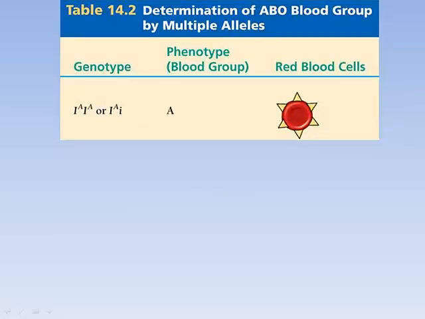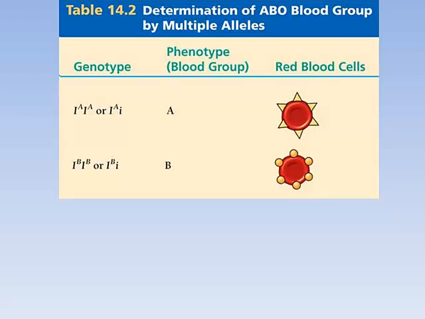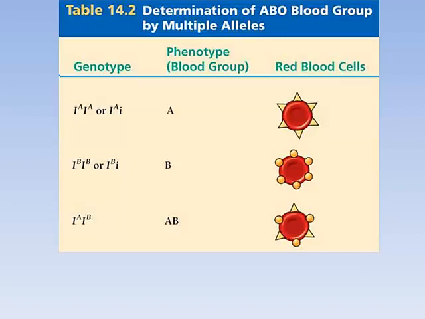Okay, so if you have the A-type protein on your blood cells, then you have type A blood. If you have the B-type protein on your blood cells, then you're type B. And if you have both A and B proteins, then you're type AB. And if you have none of these marker proteins, then you're type O. So this means that for each phenotype, we can have multiple genotypes now.